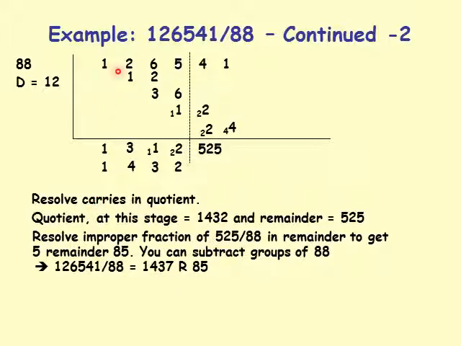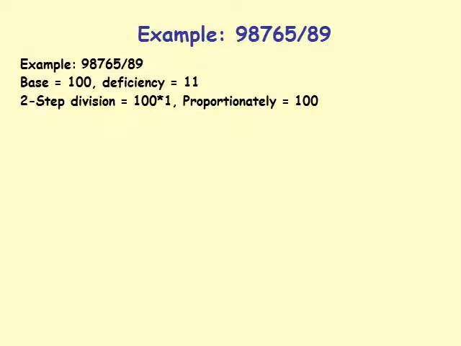So I have 126541 divided by 88 is 1437, remainder 85. Let's continue. Another example here. The example this time is 98765 divided by 89. Let us see how it's going to work out. Okay, the example is 98765 divided by 89.